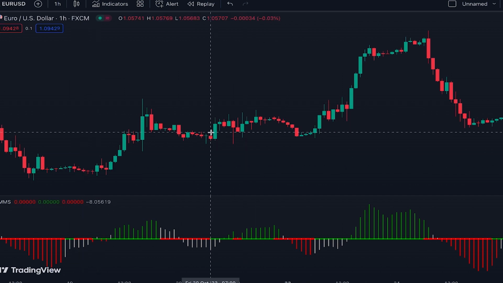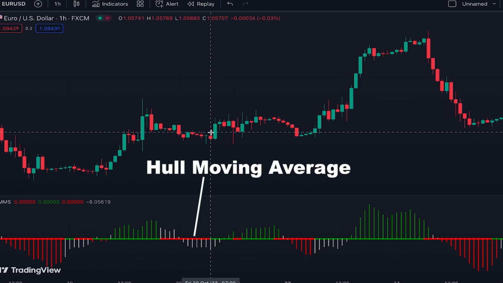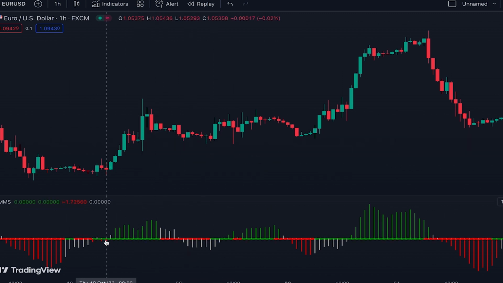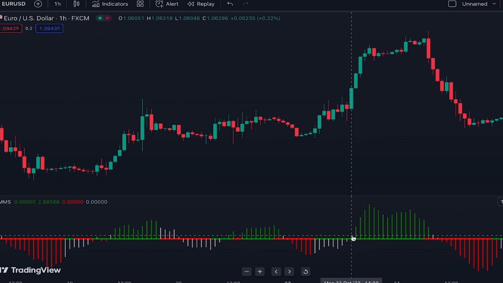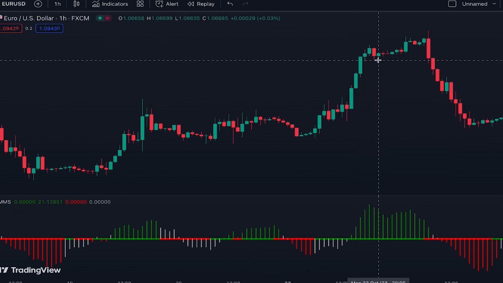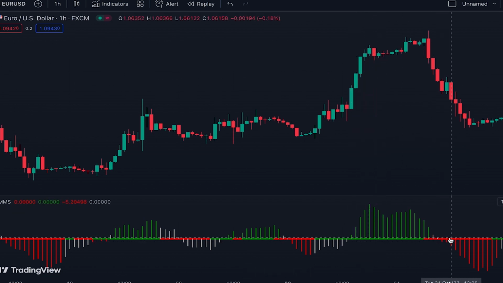Another excellent feature of this indicator is that it also shows the current trend of the market by the help of a Hull moving average. When the trend is up, the center line is green, and when the trend is down, the center line is red. So this can further help us to know when the market is moving in the current trend of the market. When both histogram and center line are green, it shows upside momentum in the current trend of the market, and when both are red, it shows that the downside momentum is in the current trend of the market.